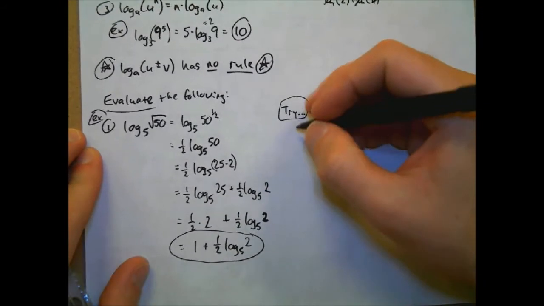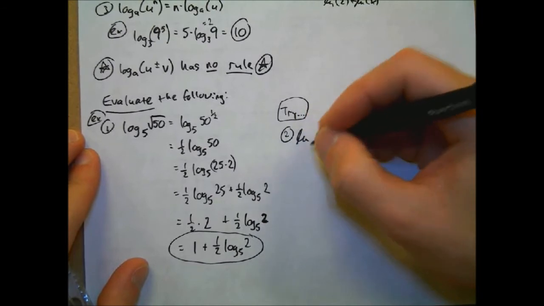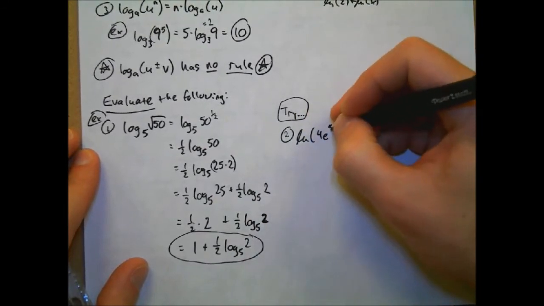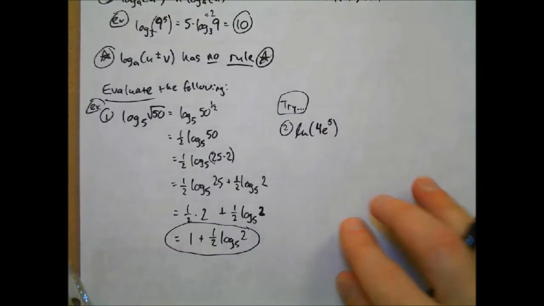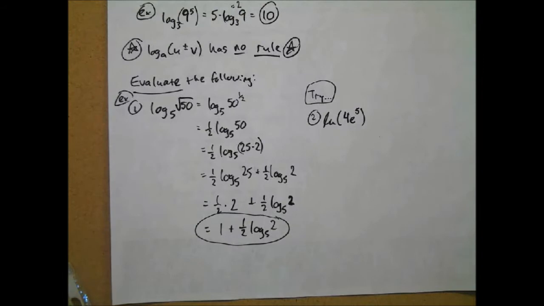Okay, we'll say the natural log of 4e to the 5th. Natural log, excuse me, 4e to the 5th. The base is, so it's natural log, so that means the base is e.